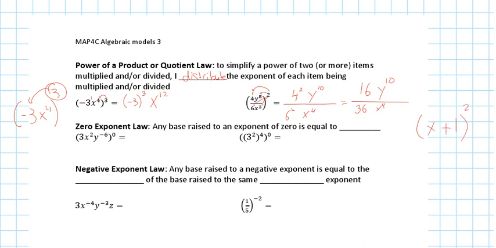Can I just basically do the distributive property on something like this? No. Why? It only works for multiplication and division. So if I have multiplication and division, I can distribute my exponent. In this case, I can't distribute. I have to do the FOIL. I have to do x plus 1 times x plus 1, and I have to FOIL.